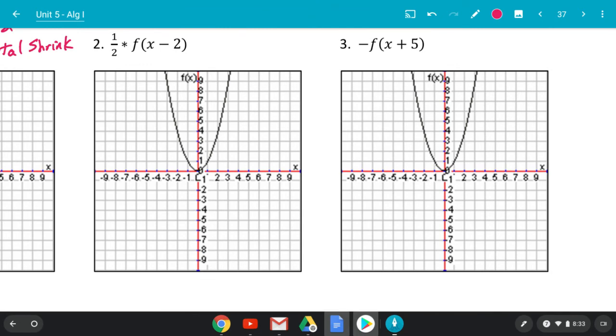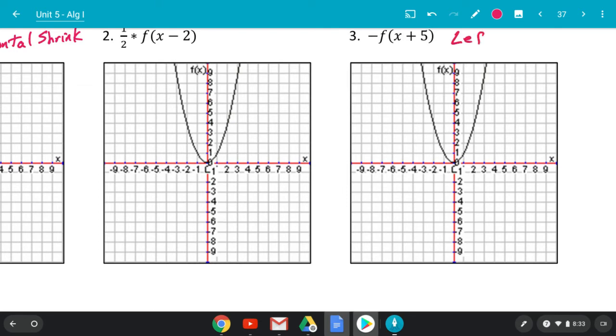Let's go to number 3. As we look at number 3, I see this +5. See that +5? Is that inside a set of parentheses or outside? It's inside, so that's a horizontal shift. It's going to go left 5 units. So this vertex right here is going to go left 5 units, and it's going to be sitting down here. This point right here is going to go left 5 units, and it's going to be sitting right here. This point right here is going to go left 5 units and be sitting right there. Every point moves left 5.